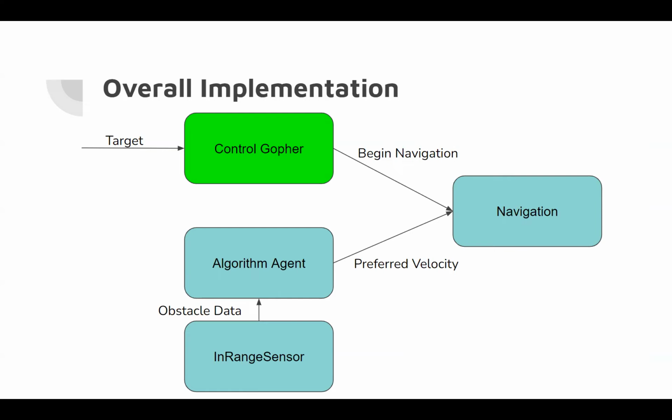How the Gopher avoids obstacles while moving is from the algorithm agent script. The algorithm agent script computes the preferred velocity needed to reach the goal as well as avoid obstacles. This preferred velocity is calculated using each of our desired collision avoidance methods. The algorithm agent will pull the data it needs from other scripts, such as the in-range sensor, which provides obstacle position and speed data within the given range.